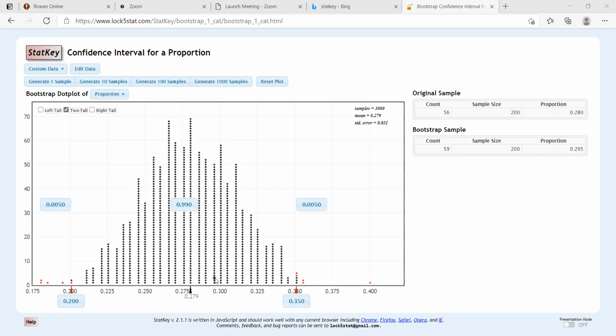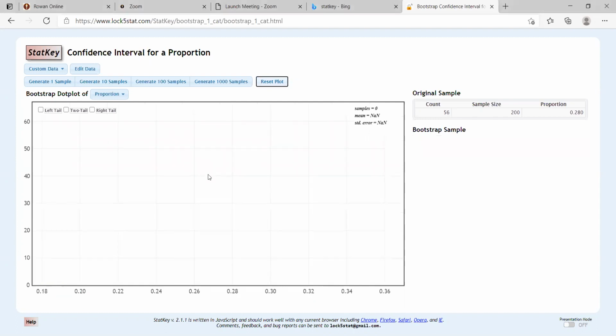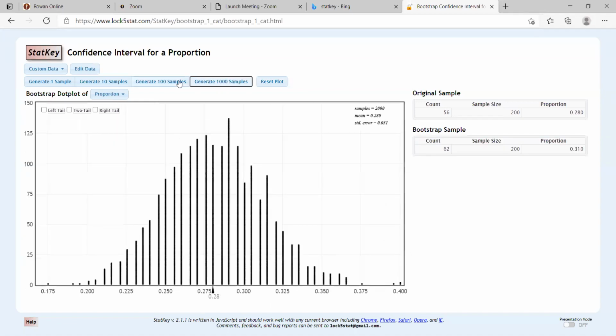So on the right here is the original sample. We're treating the original sample as if it's a population, and then we're creating bootstrap samples from it. In this case, 1,000 of them. Now, by the way, I can create any number of bootstrap samples. If I want to create 2,534, I'll create 2,534.